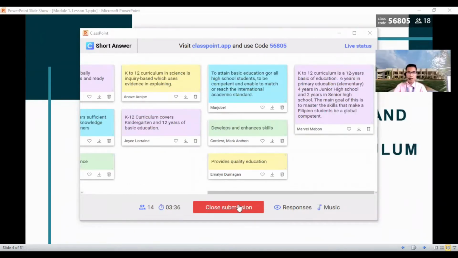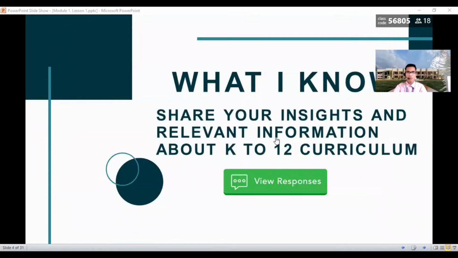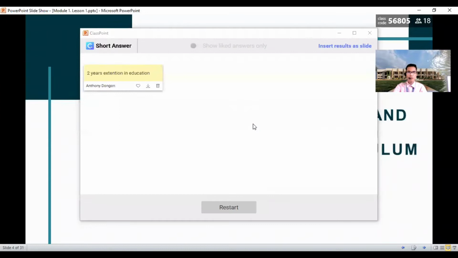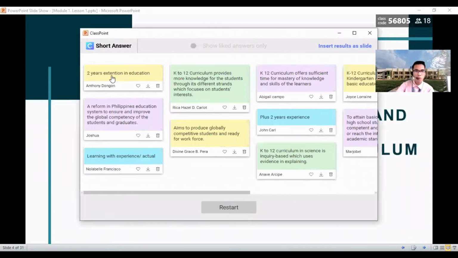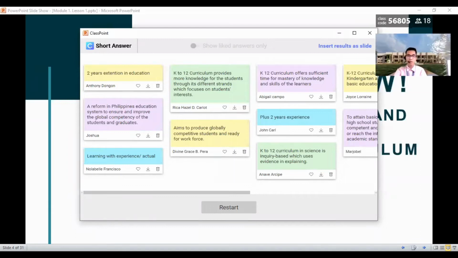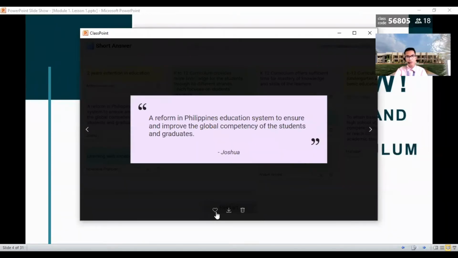So submission tayo. Let us check. Tingnan natin kung ano-ano yung mga sagot nyo o what are those things na alam nyo patungkol sa K12. Unahin natin dito we have from Anthony Dunggon, 2 years extension in education, kaya tinawag na K12. There is an extension. Wrong spelling pa, extension. 2 years extension in education, and basically, you are referring to the 2 years senior high school. Ayan.